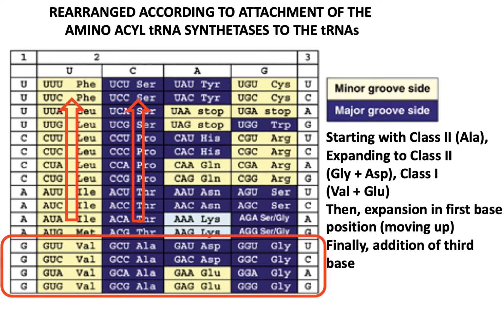From some biochemical information and some sequence information, the starting point seemed to be with a class 2 amino acyl tRNA synthetase, and alanine also looks like the most frequent, so the genetic code probably started here, and then you got expansion of the class 2s and then class 1s that approached the tRNA from the other side, and then expansion in the first base position moving upwards, and then finally adding a third base that then filled in and sort of bisected some of the categories over on the right-hand side primarily.